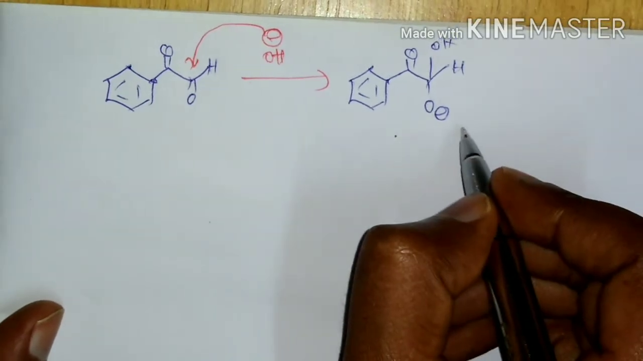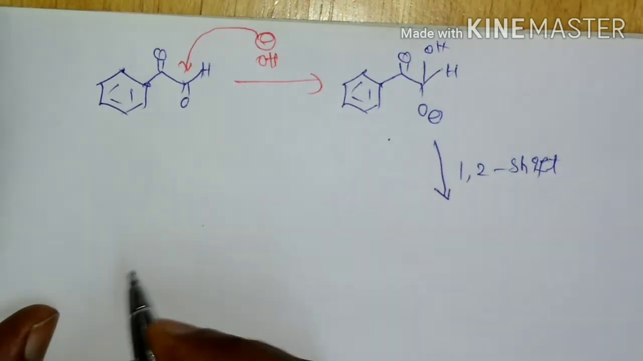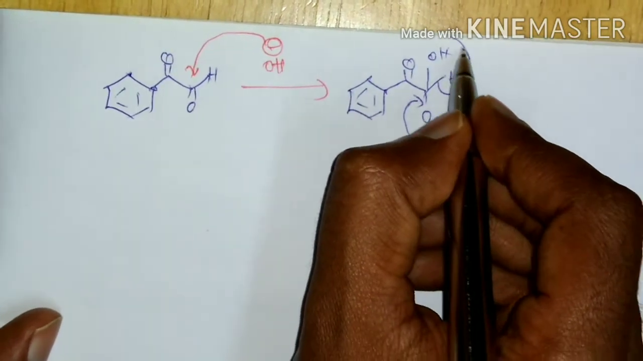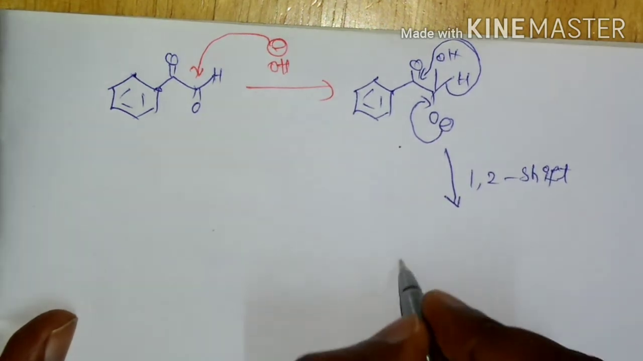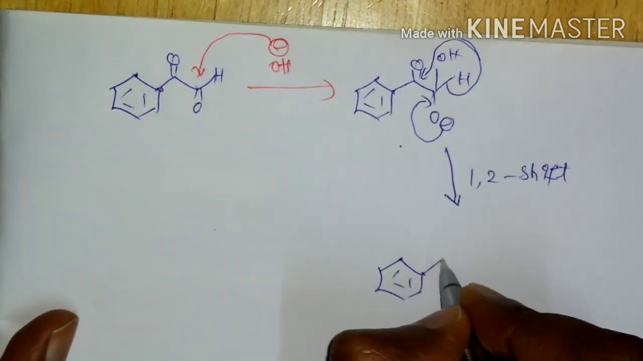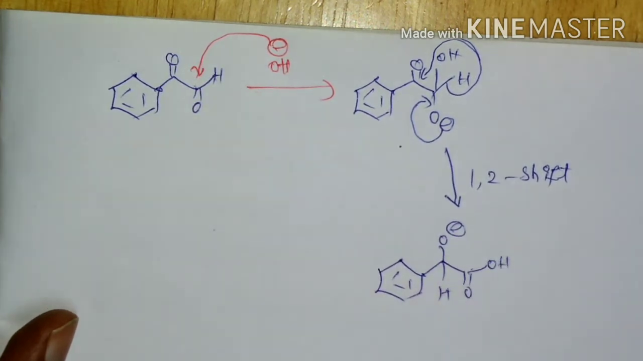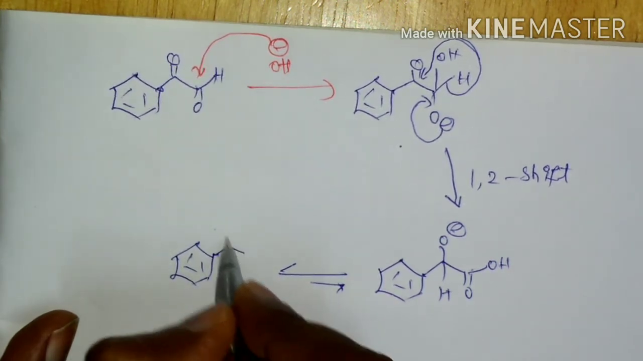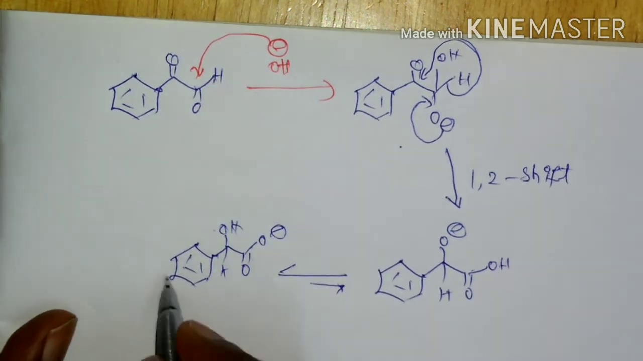Here this tetrahedral intermediate will now undergo a 1,2 shift. That is, this anion will move here, and in this case the hydride ion will be shifted. So what you are going to get is O minus, H, OH. So next is proton transfer: OH, H, C double bond O, O minus.